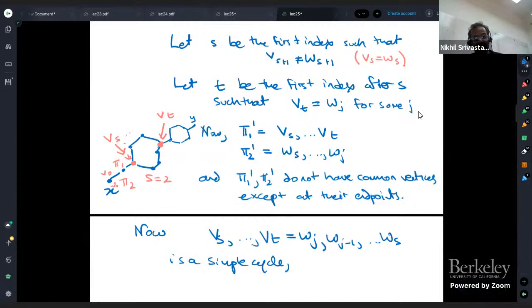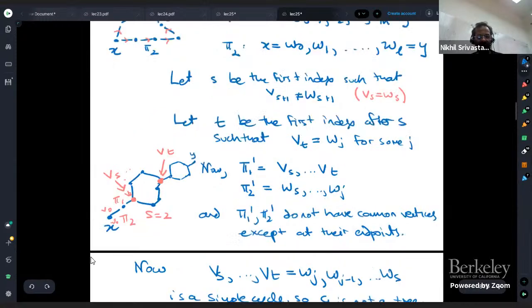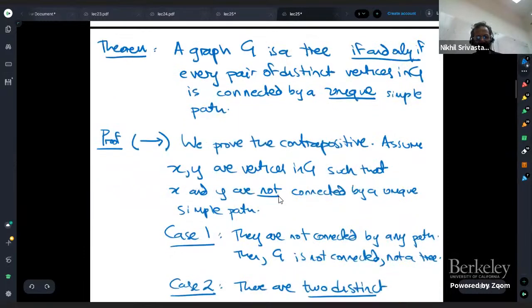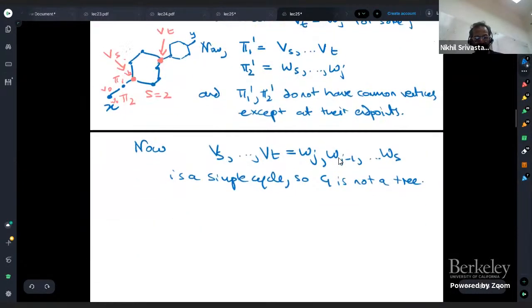No repeated vertices, so no repeated edges. So G is not a tree. That's what we wanted to prove, right? Going all the way back to the contrapositive, right? We assumed that there were two different paths. We wanted to show G is not a tree. We succeeded. We constructed a simple cycle. So sorry, I'm still not done. I'm done with half of the proof. Okay, so as desired.